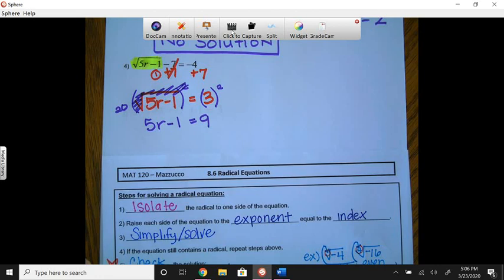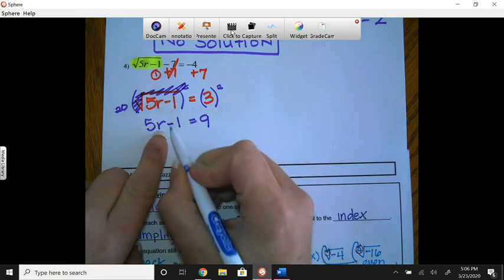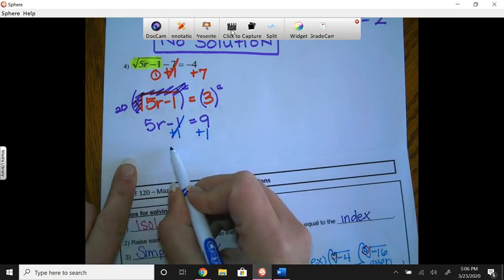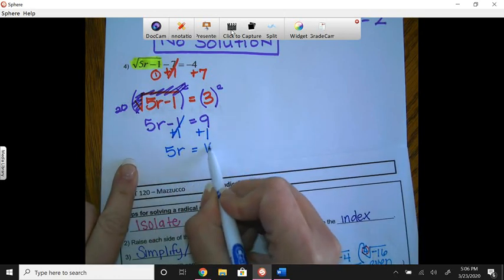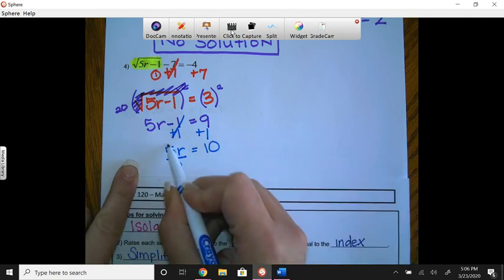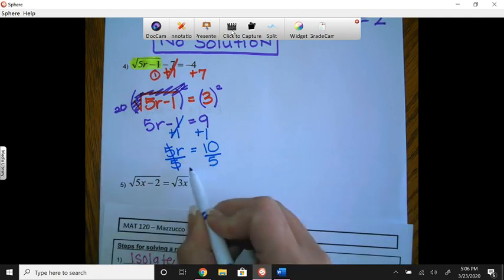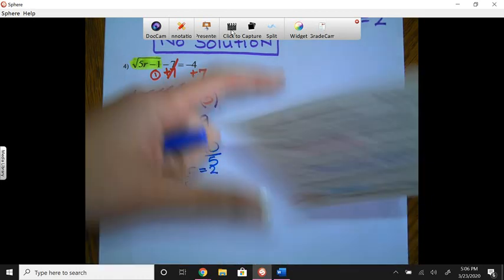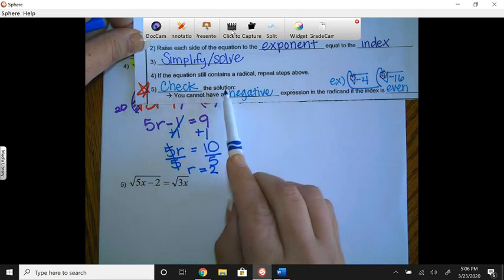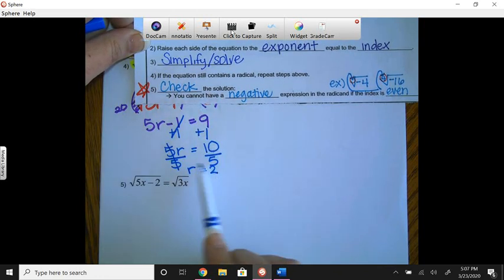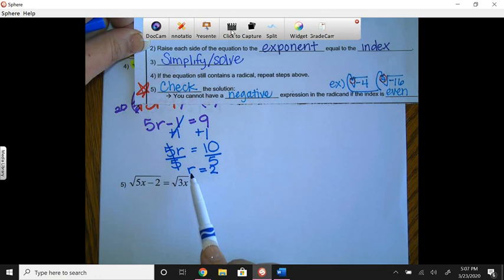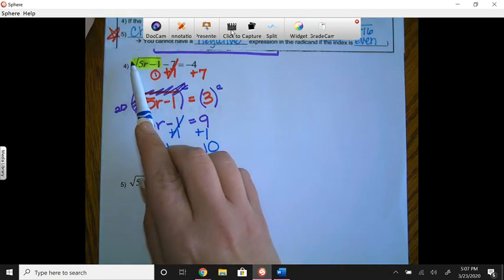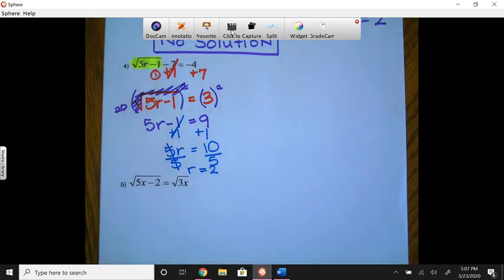So now to get the r by itself, we don't need a factor. There is no exponent in this problem higher than 1. And then we'll lastly divide by 5, and we get r equals 2. Now we have to remember the last step is check the solution. We have to make sure that when we plug this number in for r, that it won't produce a negative, since the index here is even.